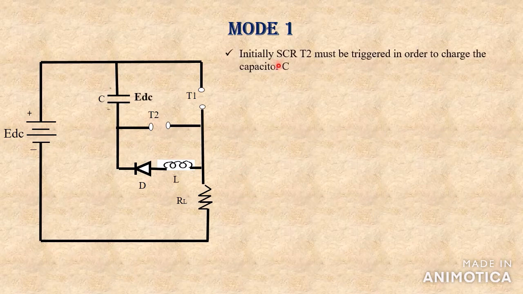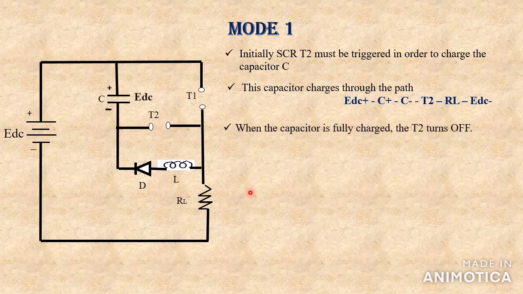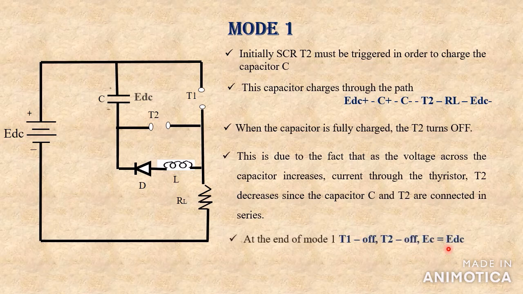So this is what we have seen so far. This SCR T2 is first triggered. Now the current will flow through this path: EDC plus, C minus, T2, RL and EDC minus. This is the charging current of the capacitor. Once the capacitor is fully charged, T2 gets turned off. So at the end of this mode, T1 is in off state, T2 is also in off state, and the voltage across the capacitor will be equal to EDC.